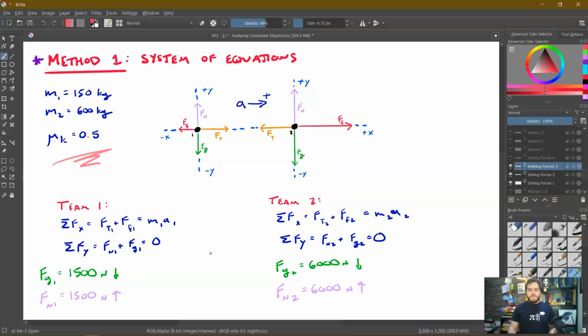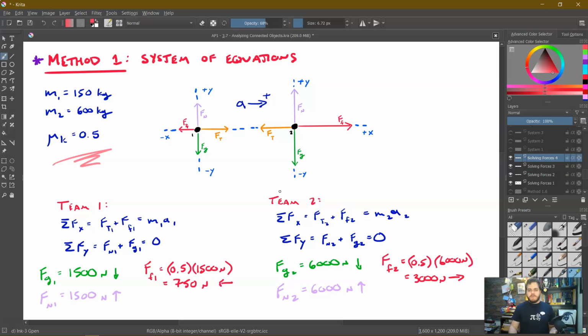And additionally, we can actually solve for the friction forces too, because remember the friction force, particularly for the kinetic friction, is just mu k times Fn. So the coefficient, which is 0.5, times the normal forces, so I stick it in for each team. For Team 1, we get 750 newtons of friction to the left. For Team 2, we get 3,000 newtons of friction to the right.